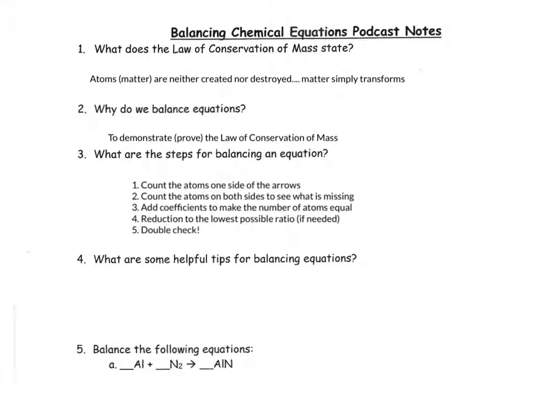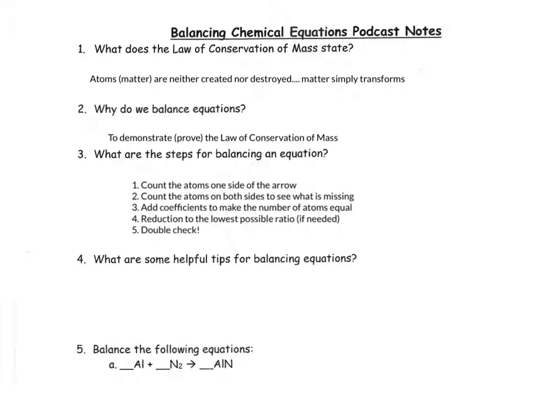I follow a pattern of 5 easy steps to balance a chemical equation. I'm going to do a couple of different examples from the different types of reactions to show you my strategy behind each type of reaction. But the first thing you need to do is count the atoms on one side of the reaction arrow. And then 2, count the atoms on both sides to see what's missing.